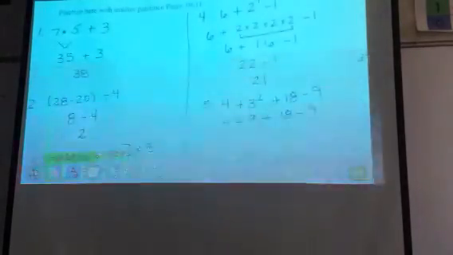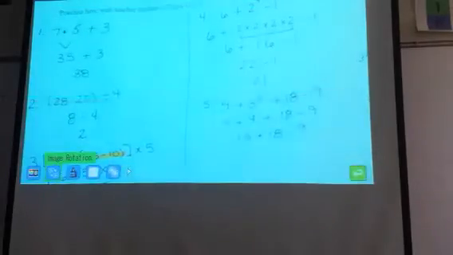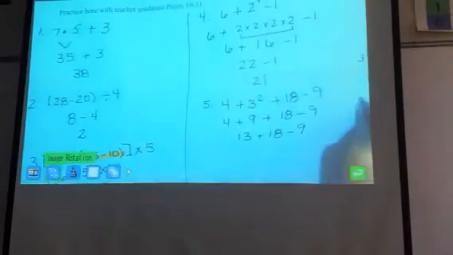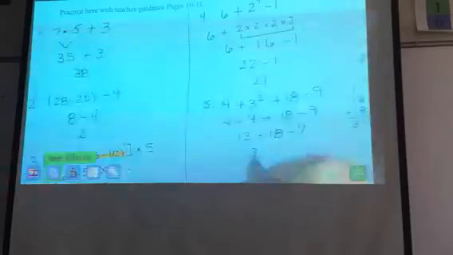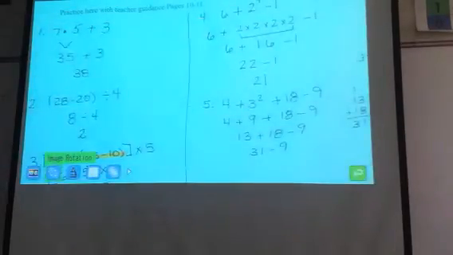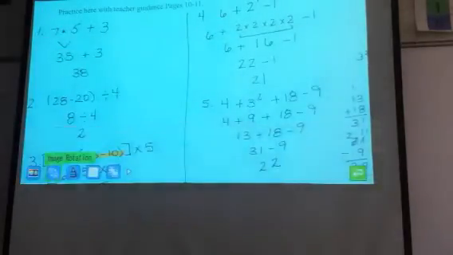So I can put 4 plus 9 plus 18 minus 9. Now I'm just going to add and subtract left to right because those are the only signs. So I have 13 plus 18 minus 9. 13 and 18, if you don't know that, you can put it off to the side like this and go 8, 10, 11. I get 31, so I can say 31 minus 9. If I don't know that, I can borrow, make that 11, make that a 2. 11 minus 9 is 2, and my answer is 22.